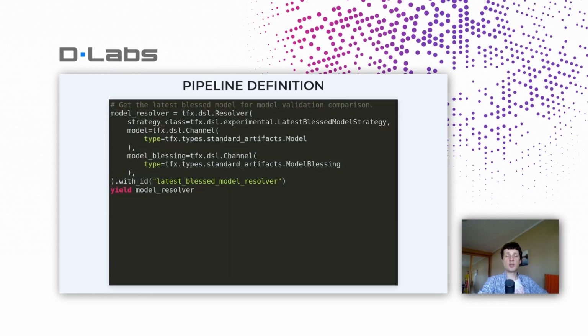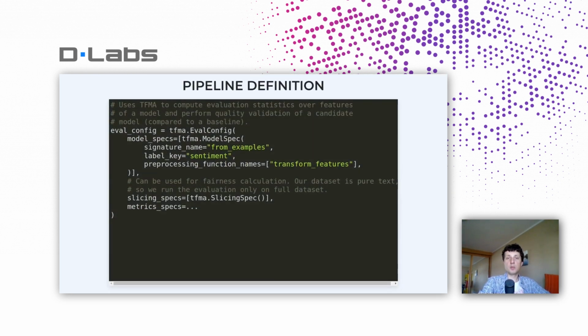If the trainer creates a model for us, we want to validate this model and we want to compare it with the previous best model. But to do that, first we need to actually fetch this previous best model, and we can use the resolver node for that. We are saying that we are looking for the latest best model, and it's going to find the previous model that passed the validation and was the best, because we will also be configuring the comparison in the evaluator component.